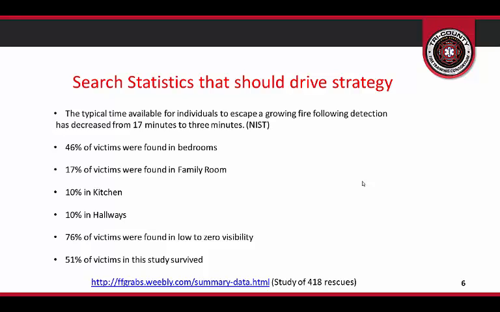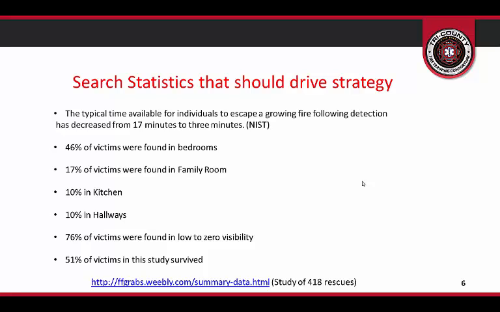46% of victims were found in bedrooms. Really important statistic, especially when we're talking about then enter isolate search. Should we be starting in bedrooms instead of starting in living rooms? And the answer is, based on some factors, yes and no. 17% of victims were found in family rooms, 10% in kitchens, and 10% in hallways.